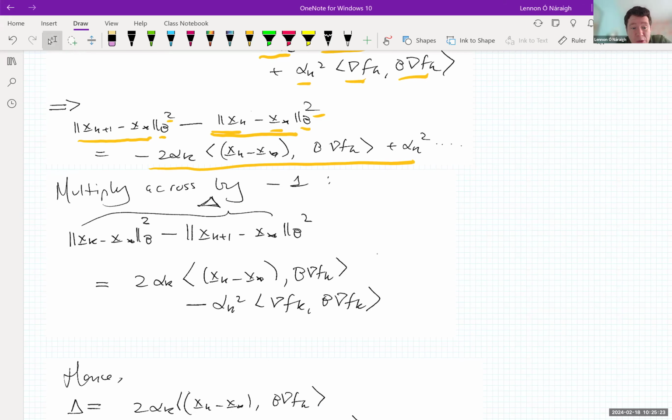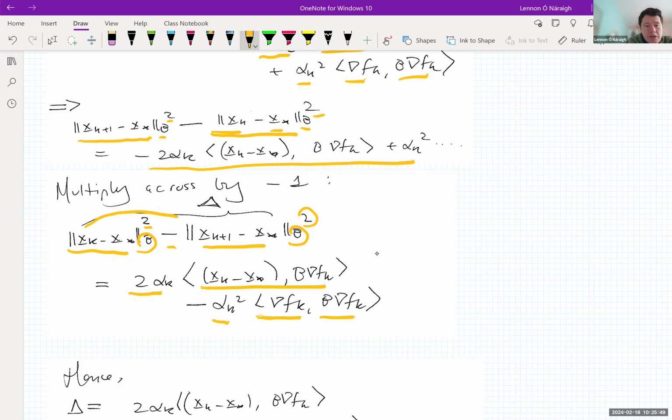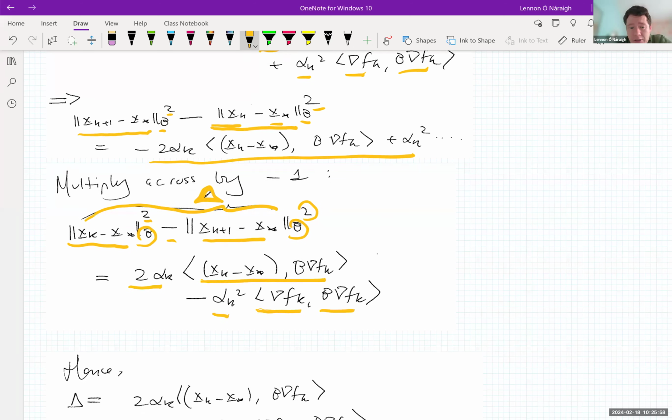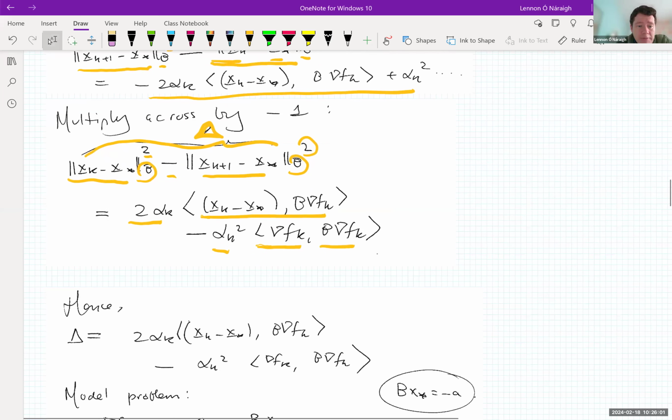I multiply across by -1. So then I have x_k - x* in the B norm squared minus x_{k+1} - x* in the B norm squared is equal to pluses on the right-hand side. So 2 alpha_k times this scalar product minus alpha_k squared times grad f scalar product of B times grad f. And this particular combination on the left-hand side is going to be interesting. And that's what we work with for the next part of the calculation. So I call it delta. So delta is now everything that was on the right-hand side.